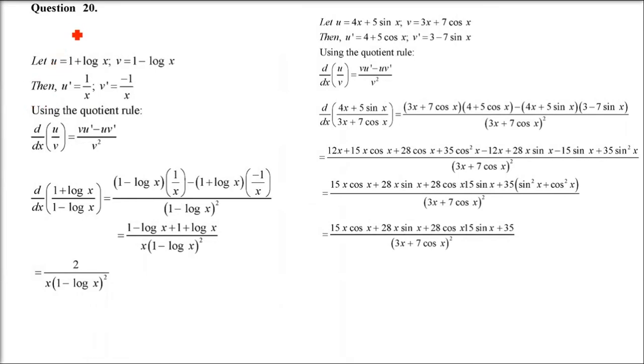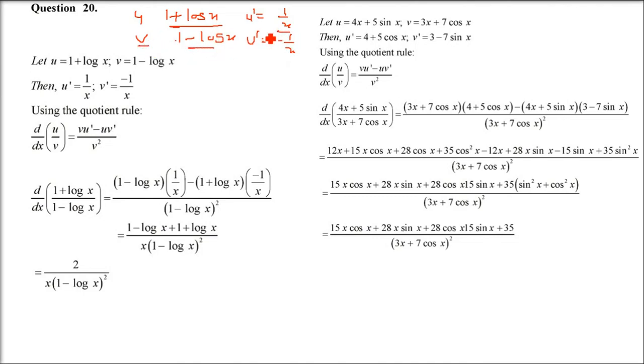Now this is question number 20. 1 plus log x by 1 minus log x. This is u, this is v. So u dash will be what? 1 is 0, log x is 1 by x. V dash is what? 1 will be 0 and the negative sign will be there, log x is 1 by x, so minus 1 by x. This is u dash and v dash: 1 by x and minus 1 by x.